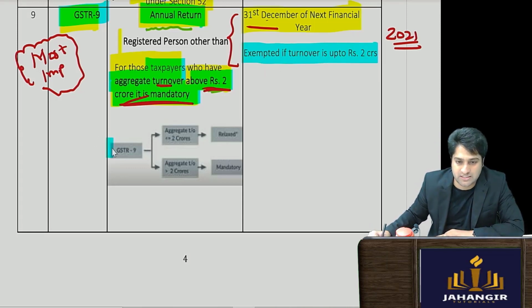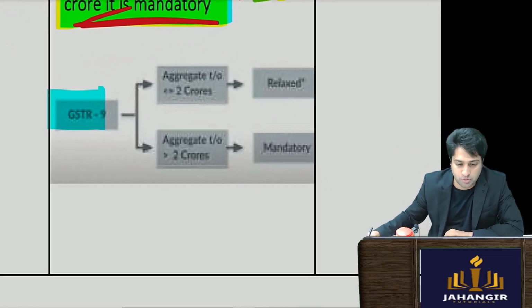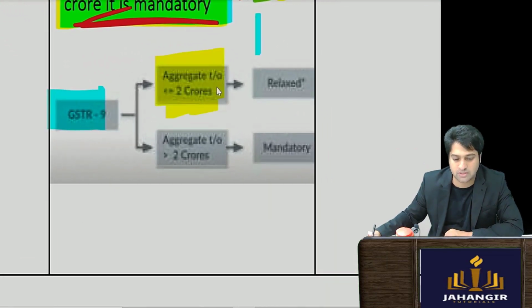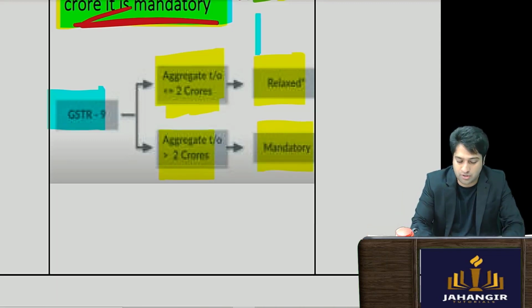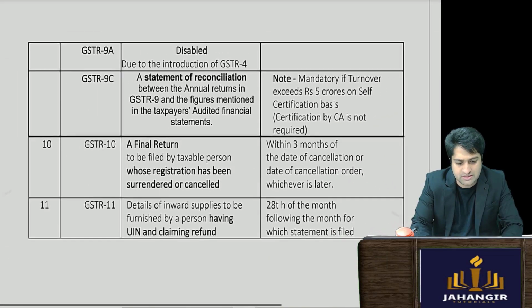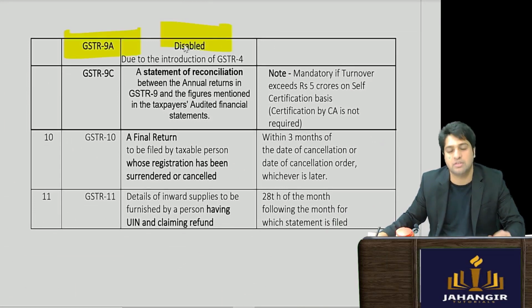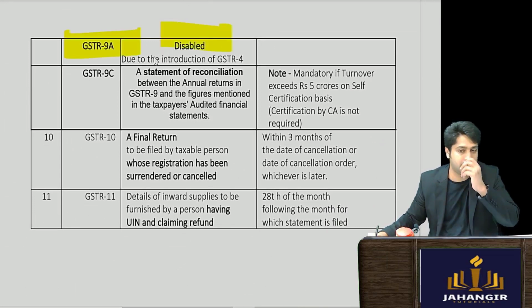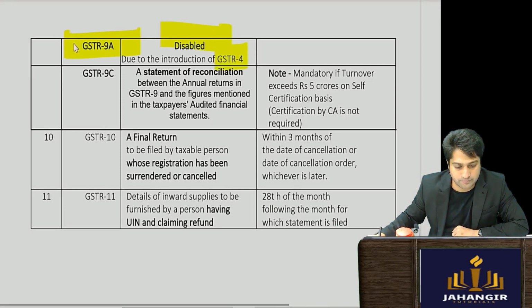Okay, so GSTR 9, if I just take this, up to 2 crores. So if the aggregate turnover is up to 2 crores, then it has been relaxed. It is optional, you don't need to file it. But if it exceeds 2 crores, the return filing is mandatory, annual returns. Another important point you have to understand is GSTR 9A is now disabled. It was related to composition dealers, but now it is all covered in GSTR 4. So this you don't have to remember.